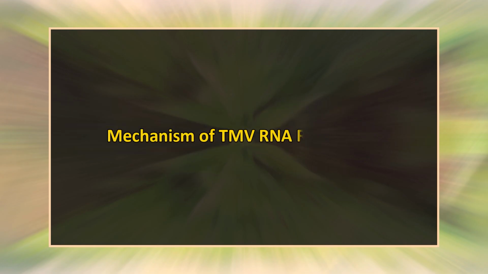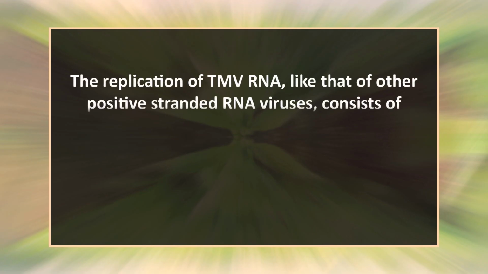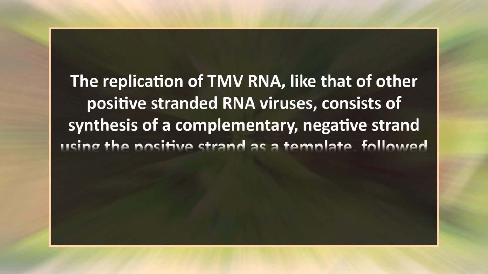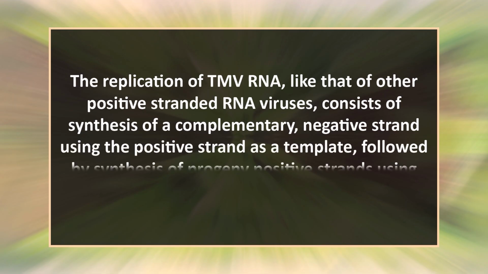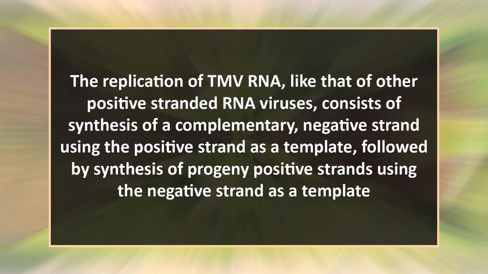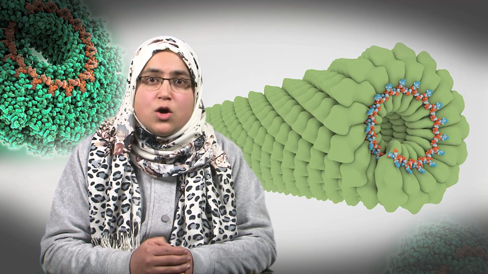Now, coming to the mechanism of tobacco mosaic virus RNA replication. The replication of tobacco mosaic virus RNA, like that of other positive stranded RNA viruses, consists of synthesis of a complementary negative strand using the positive strand as a template, followed by synthesis of progeny positive strands using the negative strand as a template. The negative strand will also act as a template for the synthesis of subgenomic mRNAs for the movement protein and the coat protein.